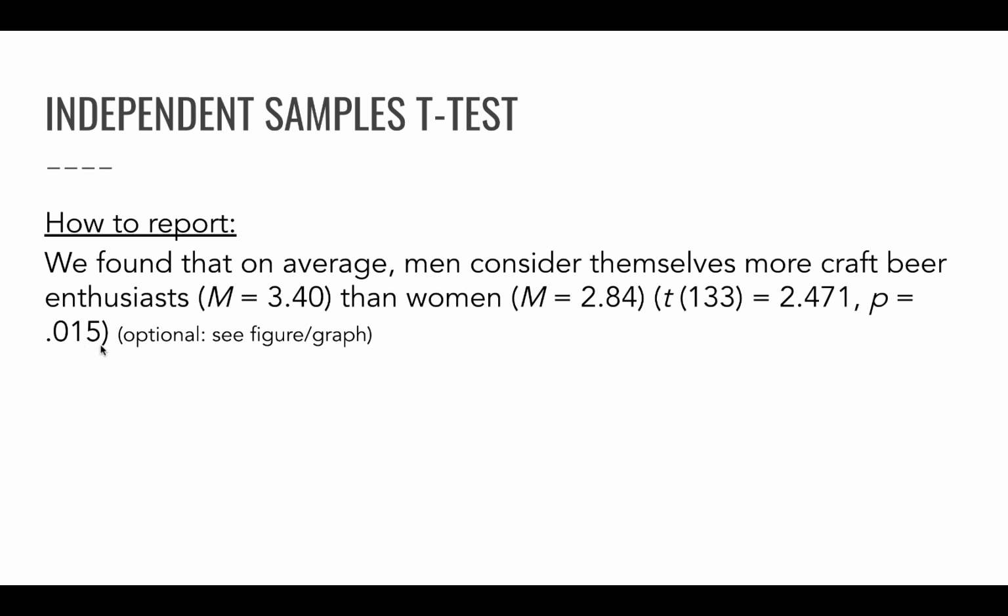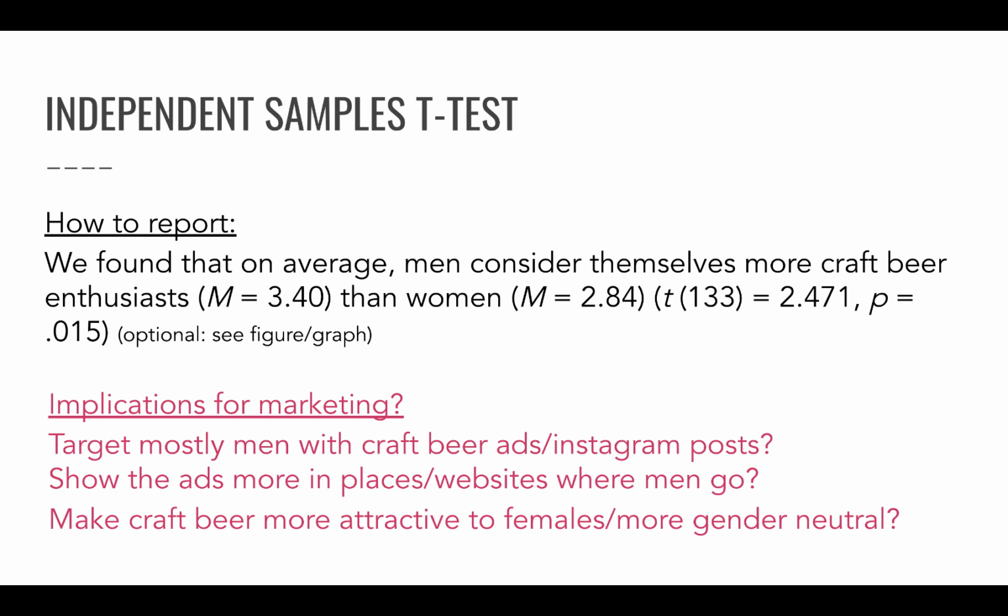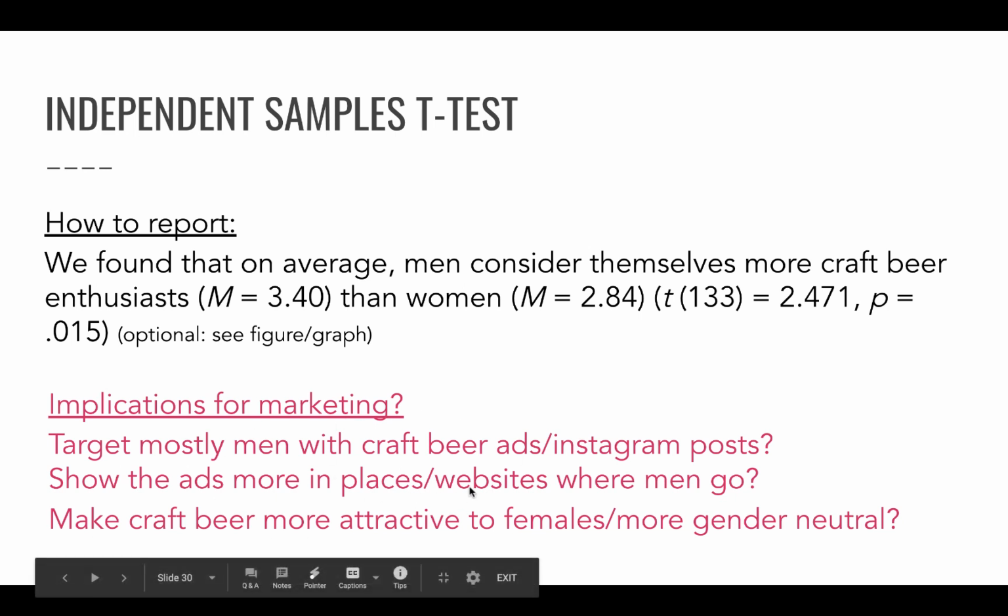Now, what does this really mean in terms of marketing implications? What implications does this have for marketing? If men consider themselves more craft beer enthusiasts than women, then what would you do with gender as a segmentation variable here? So what you could do is target mostly men with craft beer ads and Instagram posts, or you could show ads more in places where men go because men are already more craft beer enthusiasts. Or the opposite, you could make craft beer more attractive to females or make it more gender neutral to bring in females to make them more enthusiastic about craft beer as well. So this is how these results tie into actual decision making and implications for marketing.